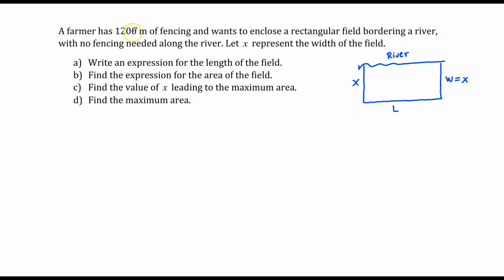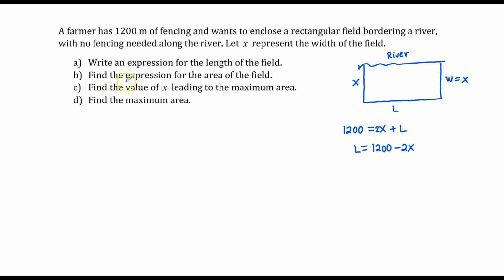Now the fencing material is 1,200. And this will enclose your X. And then you have 2X here. This side here is X and this side here is also X. So that means 2X plus the length here. Now you can solve for length in terms of X. So you have 1,200 minus 2X. So L now is written in terms of X.